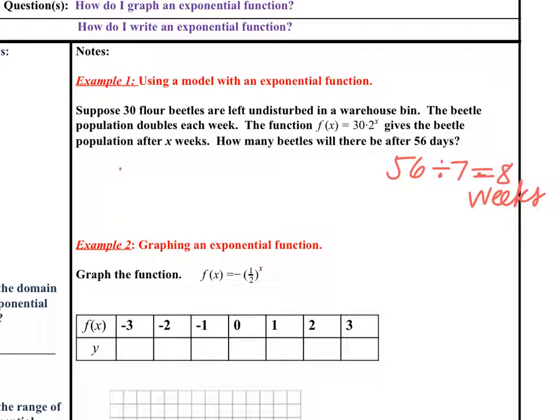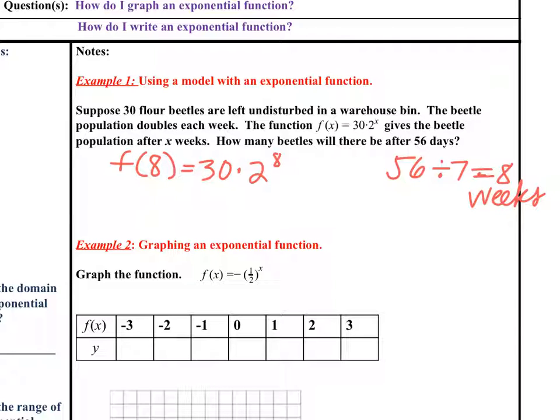So what we're doing is inputting 8 into this function. Remember, when you see f of 8, that does not mean f times 8. It means I'm inputting that into my function. 30 times 2 to the 8th power. As we discussed on Tuesday, you have to do the exponential part first.